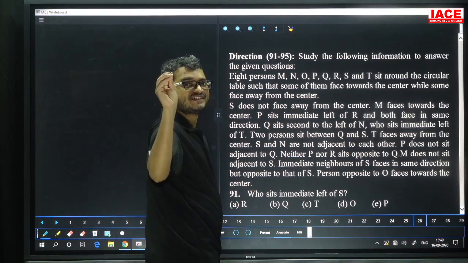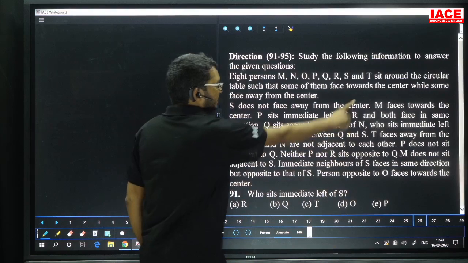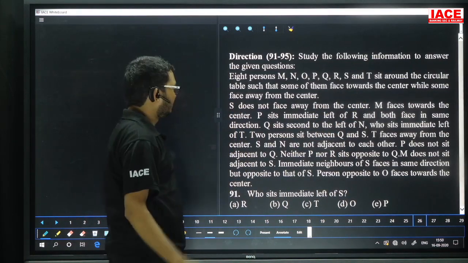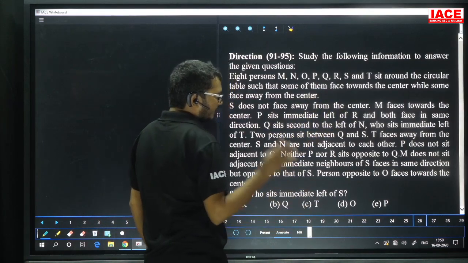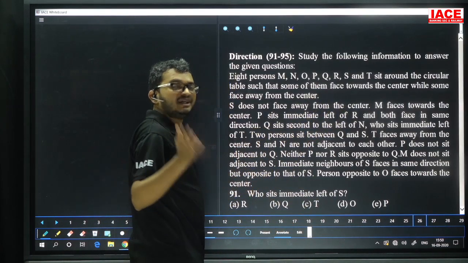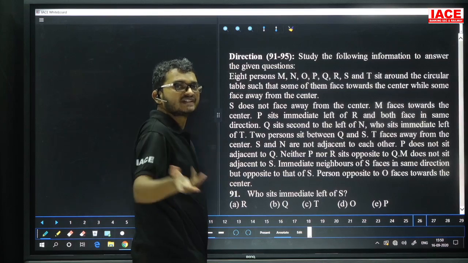That means here S is facing towards the center. M faces toward the center. Leave it. P sits immediate left of R and both face the same direction. P is immediate left of R, and P and R both are facing the same direction.